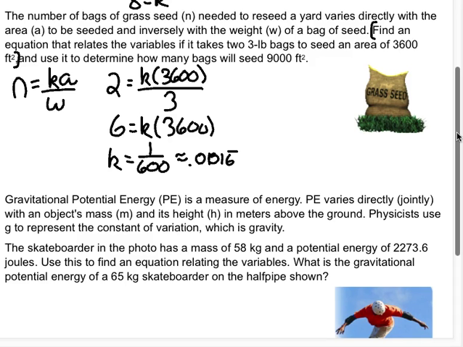So what that means is we have N equals 1 over 600 times A over W. Or since we're dividing in that, really an easier way I could write this would be just put that 600 down in the bottom like that. That would even be a cleaner way of writing this.